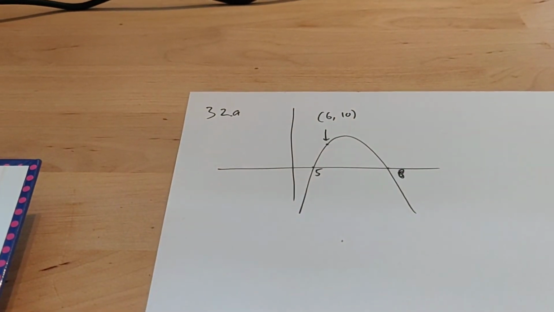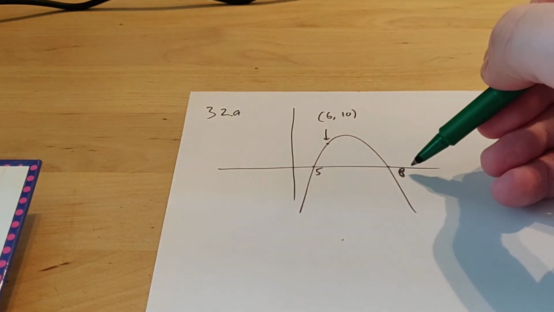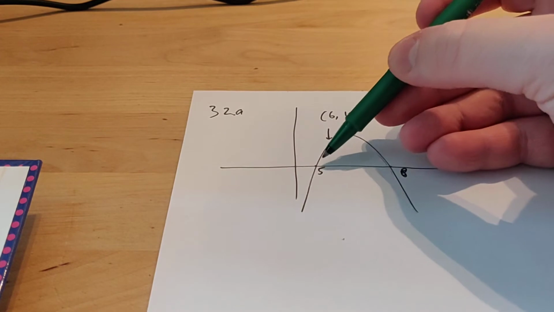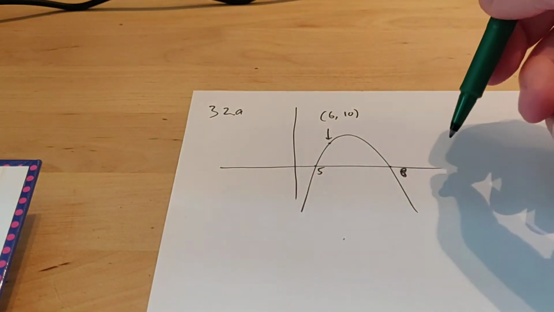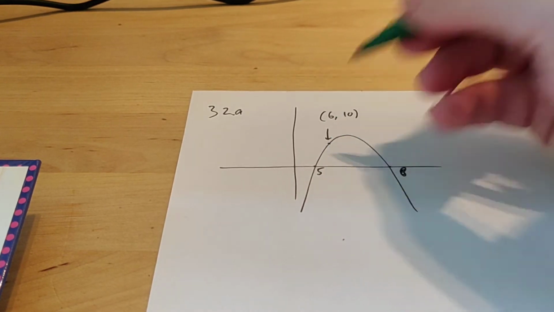The parabola passes through points A and B, and they have an x-coordinate of 5 and 8. If you take a look at this x, it doesn't make sense that the 5 is here and the 8 is there, but it doesn't matter because it's just a sketch. And here we have this point, (6, 10), and the parabola passes through that point.